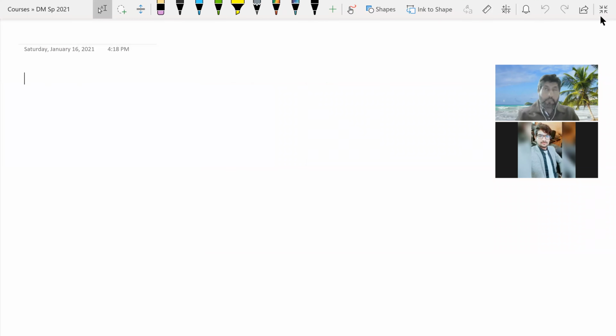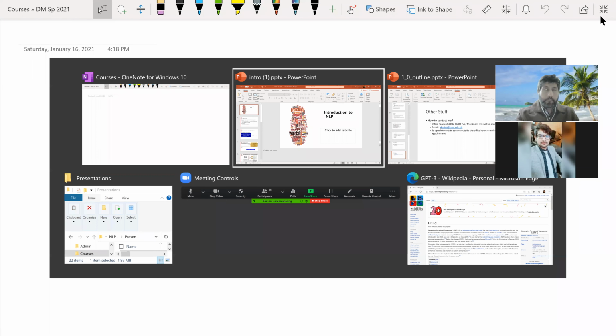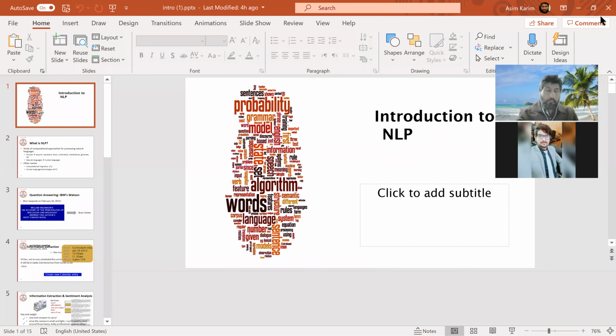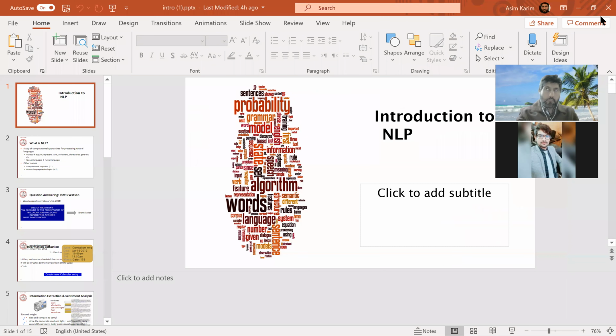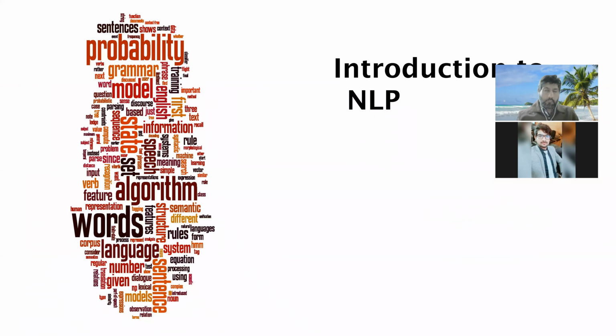Okay. All right. So, okay, so let's get into the introduction of NLP. So these are slides of the book with some minor modifications that I've done here and there according to my needs. But essentially, these are book slides.